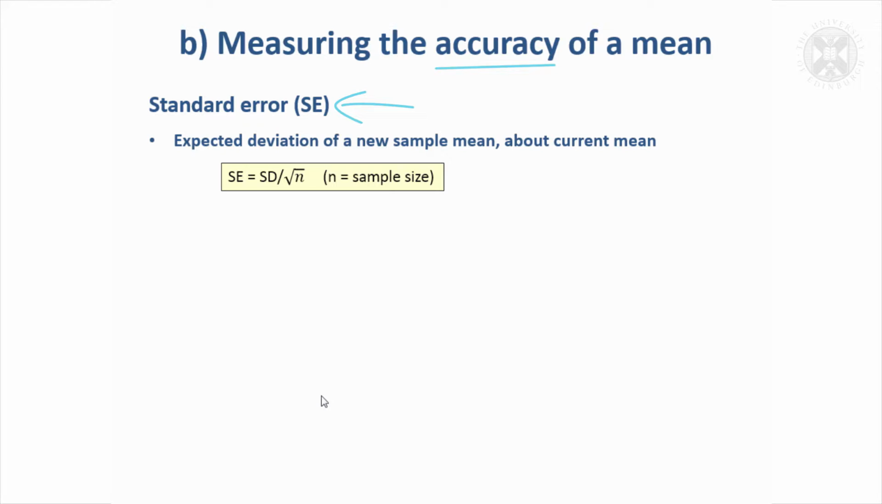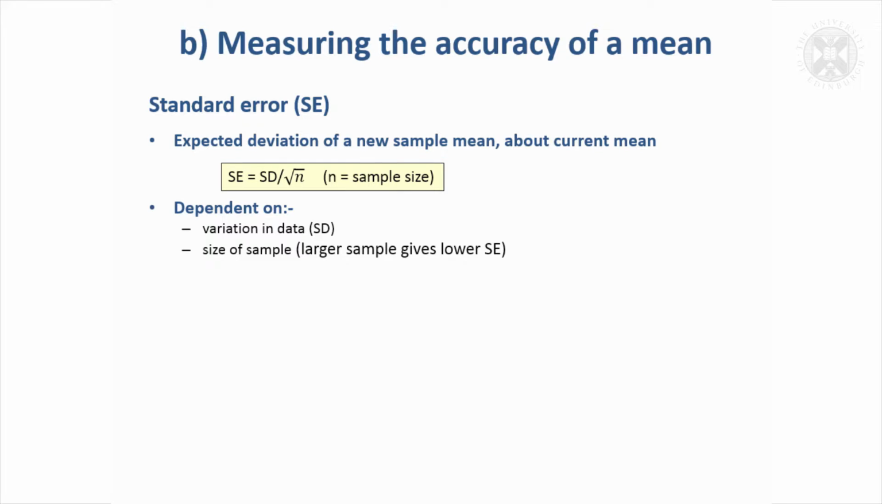So that can be calculated quite easily from the standard deviation. It's simply the standard deviation, but it takes into account the sample size by dividing by the square root of the sample size. So this is going to be the expected deviation if you were to take a new sample of the same size, how much you would expect that to deviate about the current mean. As you can see, it's dependent on the variation in the data, so the standard deviation, and also the size of the sample. So the larger sample gives you a lower standard error.